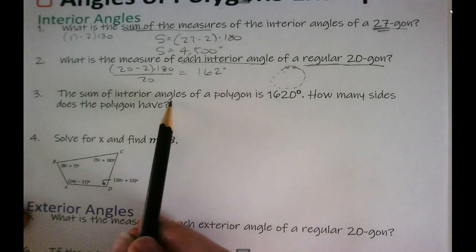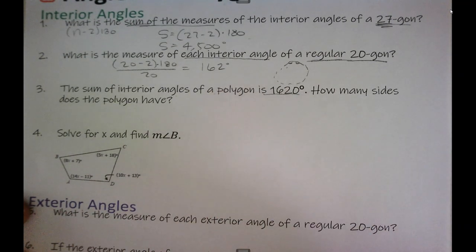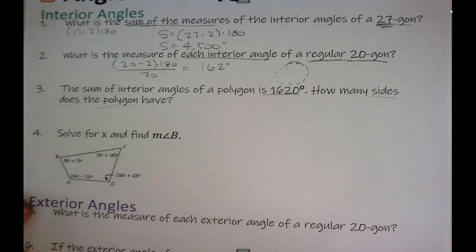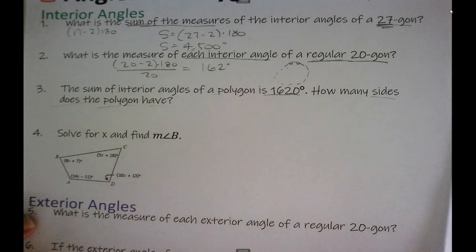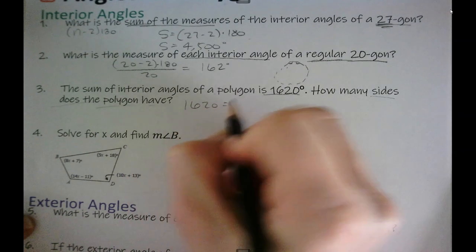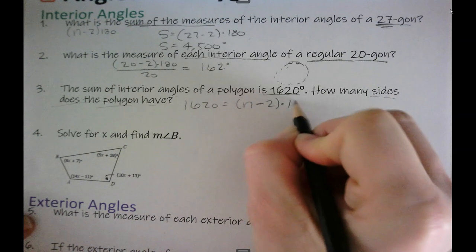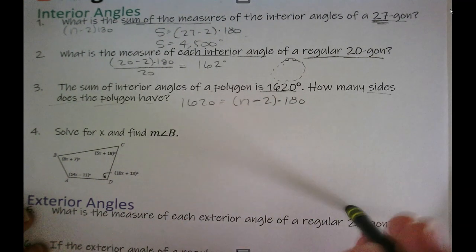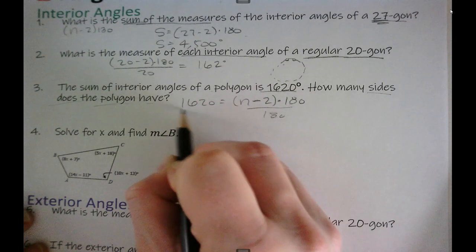The sum of the interior angles of a polygon is 1620. How many sides does it have? Okay, so this one gave us S, and we need to find N. So 1620 equals N minus 2 times 180. So we need to solve for N, get N by itself. It's being multiplied by 180, so let's divide that out first.